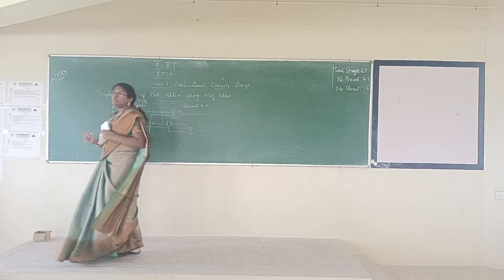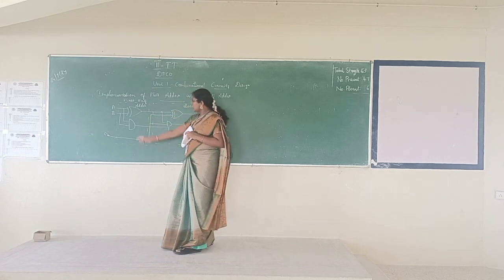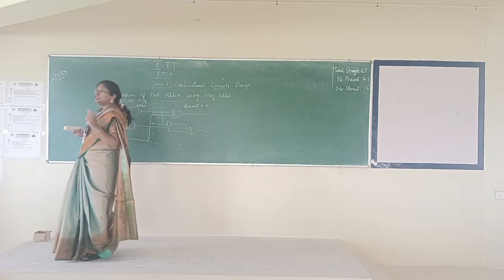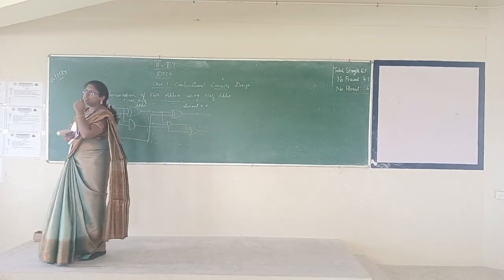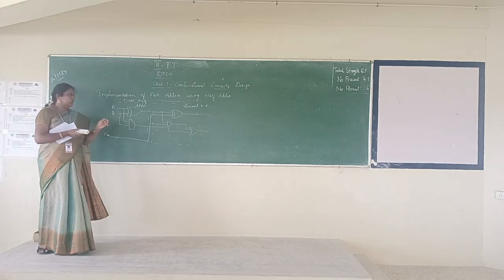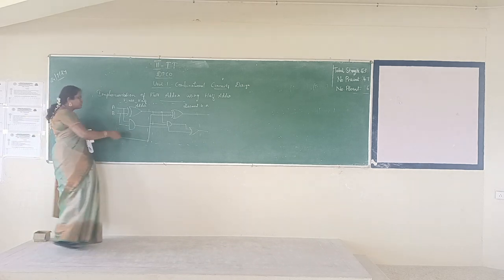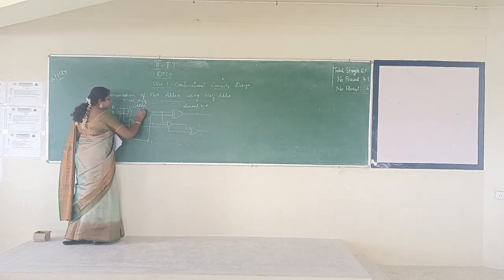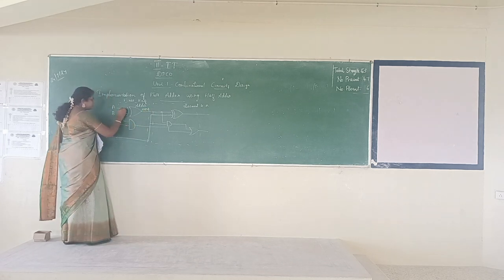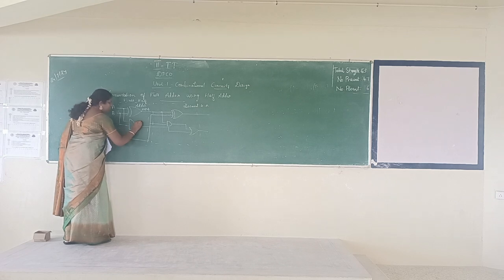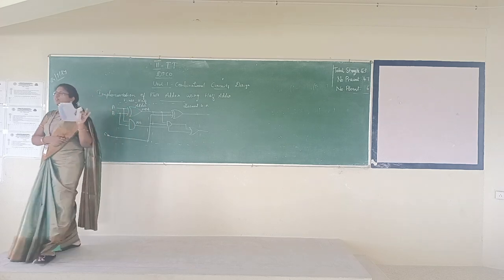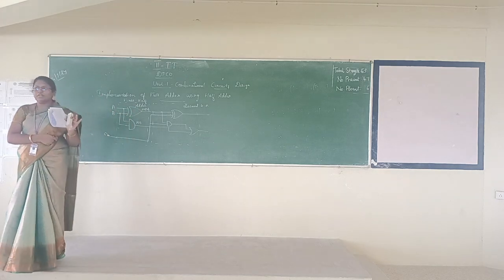So here are the two half adders in cascade form, right? This is the first half adder, this is the second half adder. For the first half adder, what is the sum output? A XOR B, right? And what will be the output of the AND gate? AB. The output of the first half adder will be given as an input to the next half adder, right?